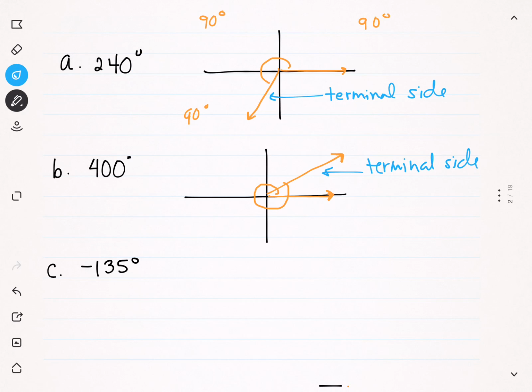Okay, and then let's look at graphing negative 130 degrees. So I have my initial side, which is on the positive x-axis, and since it's a negative angle, I'm going to be going clockwise, and I want to go 45 degrees past negative 90, so that's going to put me like right here, splitting quadrant 3 in half. Okay, so that would be my angle, and that would put my terminal side in quadrant 3.